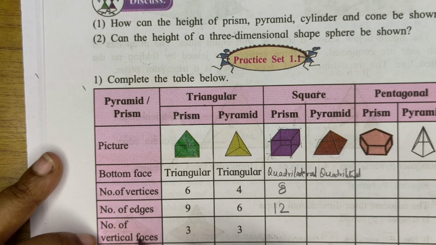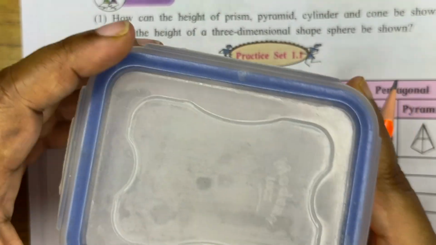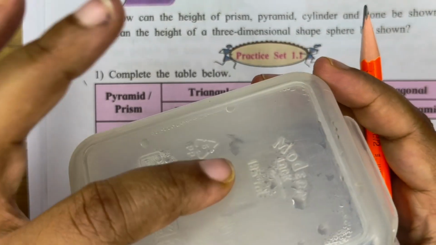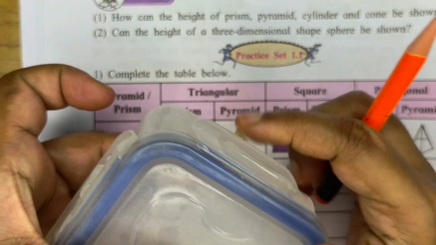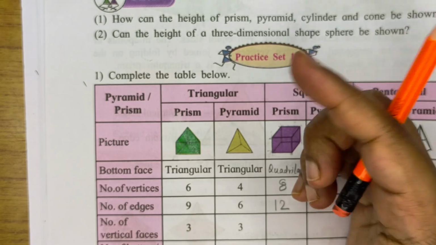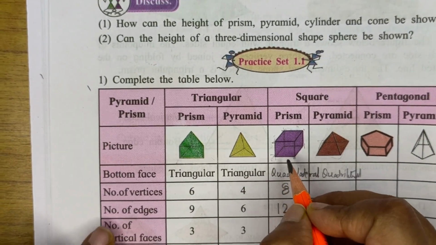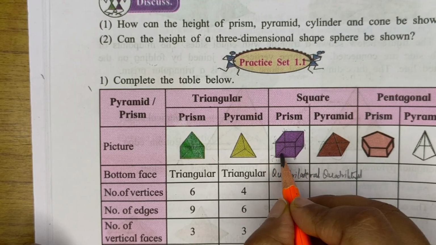Number of vertical faces. Okay, number of vertical faces. Vertical faces is, see this is the top face. You see this box? This is the top face. This is the bottom face. Vertical means at the side. 1, 2, 3, 4. Okay, so how many? 4 we have. This is the bottom face, which we don't want. We want number of verticals. So at the sides we have 1, 2, 3, 4.